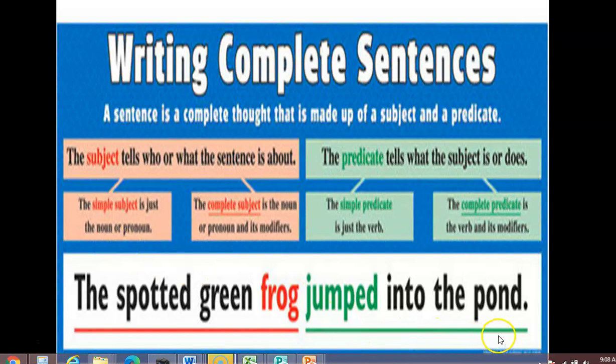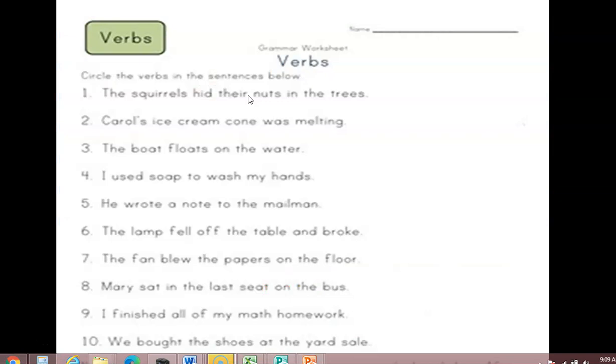You might say, well, what did the spotted green frog do? Jumped into the pond. This whole thing here after the subject is what we call the predicate. That's the whole rest of the sentence, telling what the subject did. But the verb, which is what we're focusing on today, is the one word that the subject did. So again, you could say the spotted green frog. What did it do? It jumped. That's the one word, the verb that we're looking for. This is what we did yesterday as a little preview to our assignment.